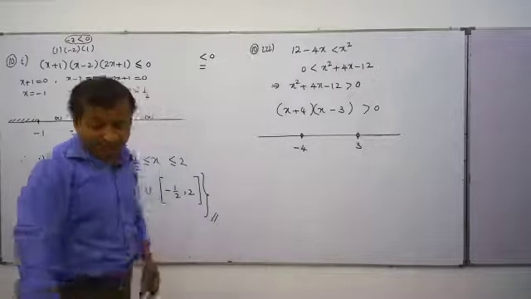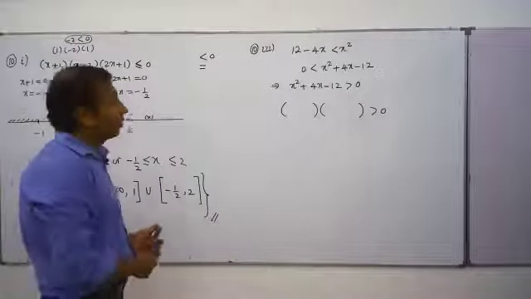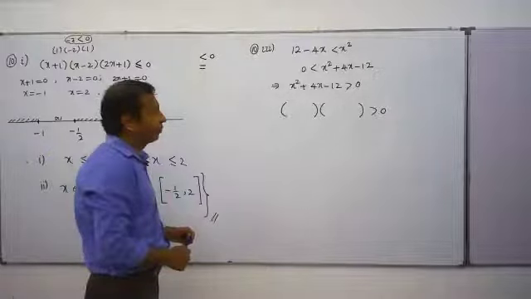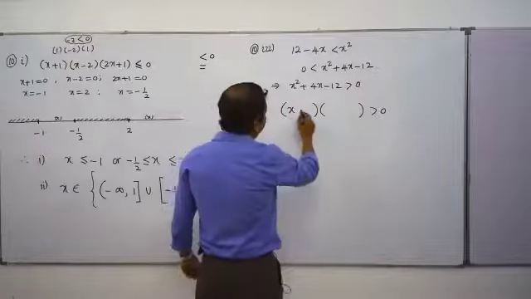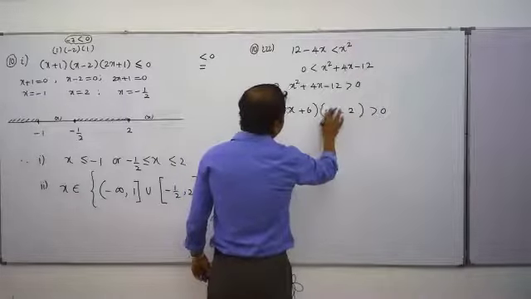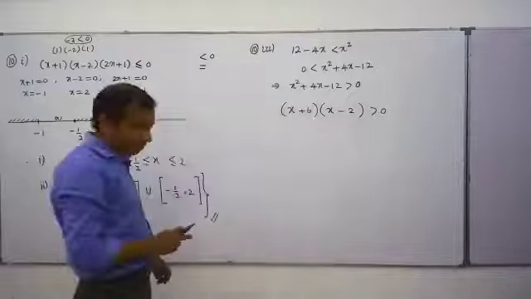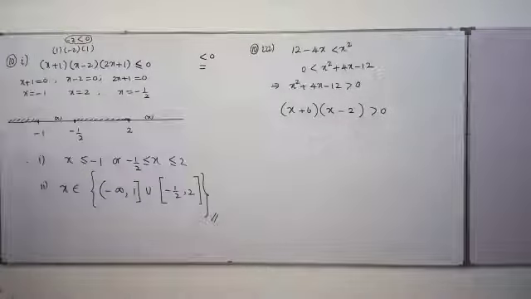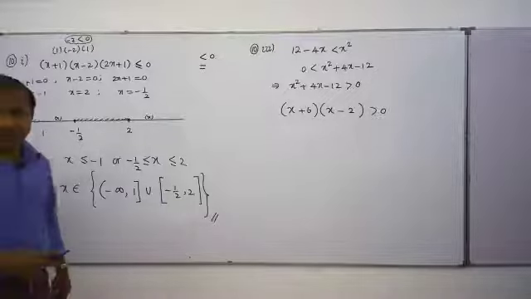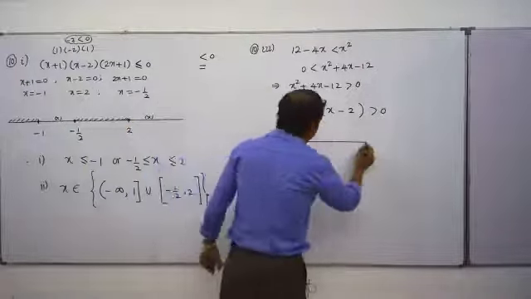Wait, wait. The factors are wrong, people. The factors should be x plus 6, x minus 2, no? Minus 2 times 6, and 6x minus 2x is 4x, correct. Right. Correct, no? All right. Now, the 2 x values are here 2 and minus 6.